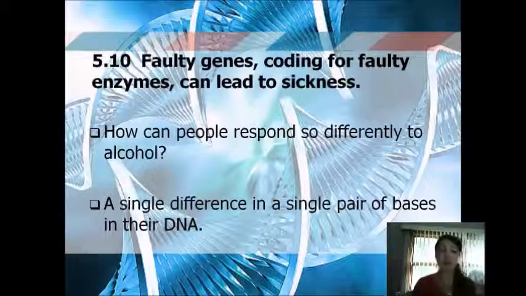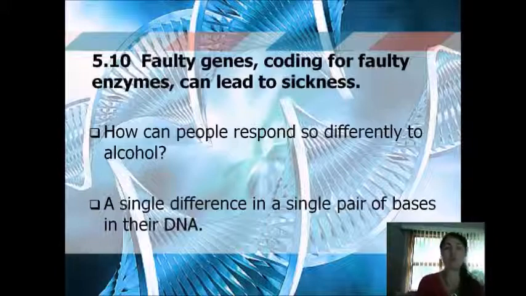So in looking at faulty genes, a lot of times what happens is that we end up with faulty enzymes. So as you've talked about in your biology lab, you know that enzymes are necessary to digest your food, to change the color of the leaves in the spring and in the fall, to make our vegetables and our fruits ripen. And so if we have faulty genes in humans or in animals, that can lead to certain types of sicknesses.